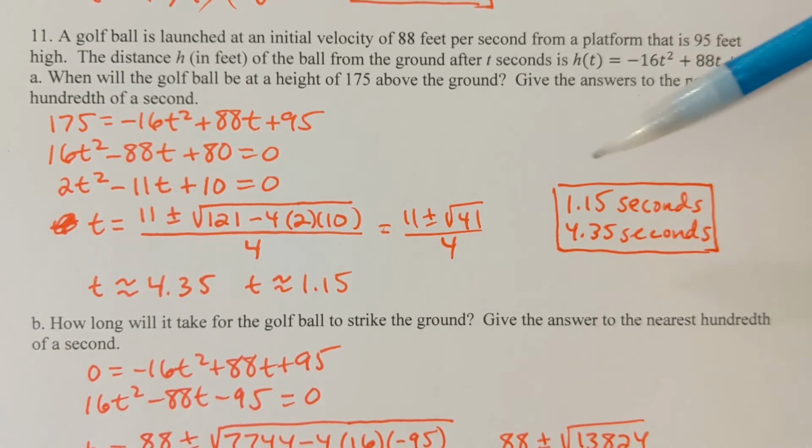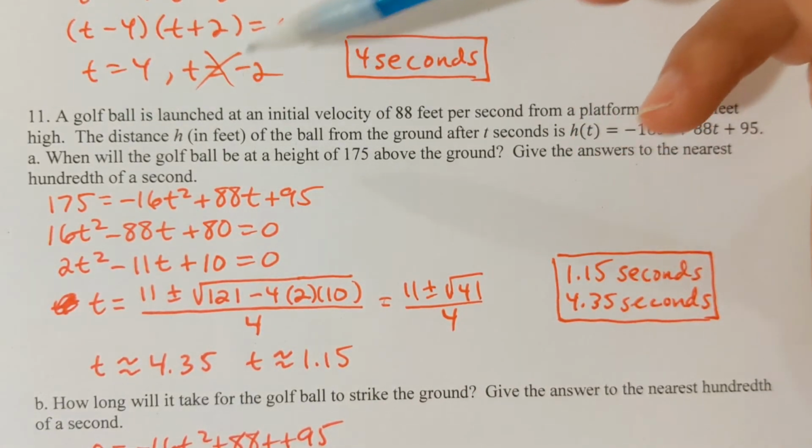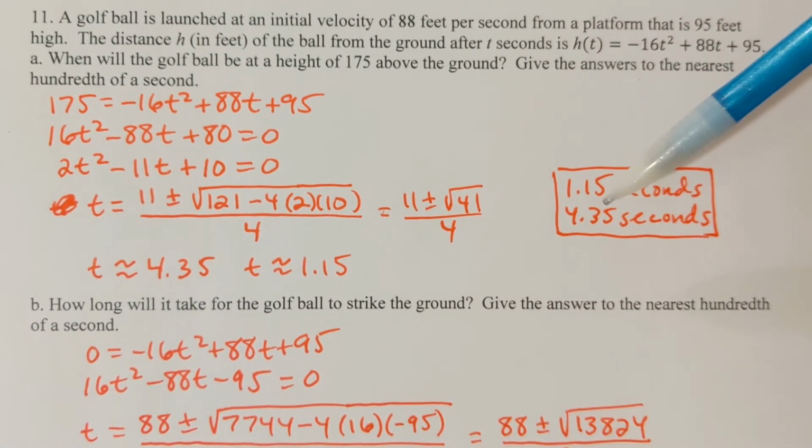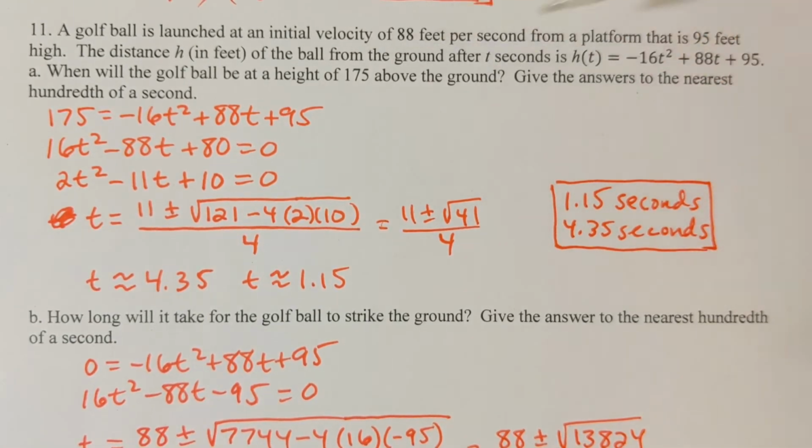Okay, so there's 2 different times that I want to keep here. I don't want to throw one away or something like that, like I did in this last problem. Only reason why I throw this number away is because time can't be negative, right? But there's 2 different times then when the golf ball will be at 175 feet above the ground.